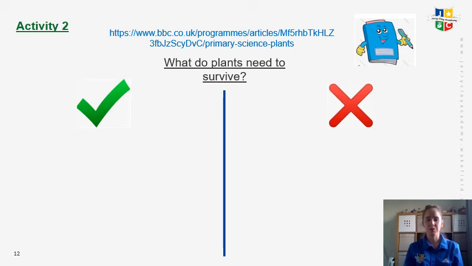Now that you've drawn your table, you need to pause the video and follow the link below to look at a short video clip showing what plants need to grow successfully. As you watch the video, you can fill in the table for the things that plants need to survive and the things that you shouldn't do with plants because it doesn't help them to survive. Then when you finish, you can upload your activities 1 and activity 2 to Seesaw for me.